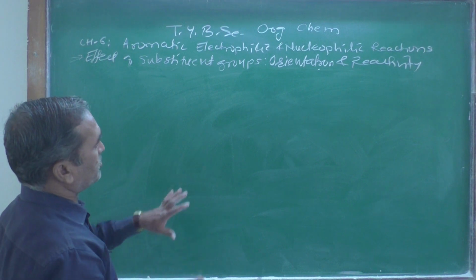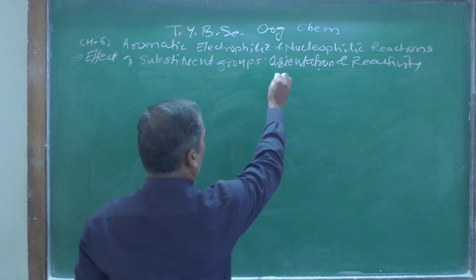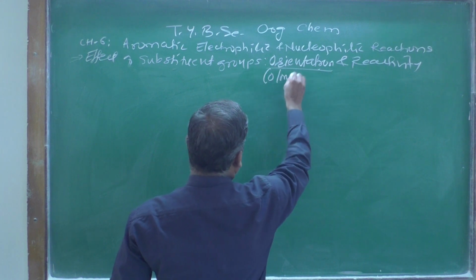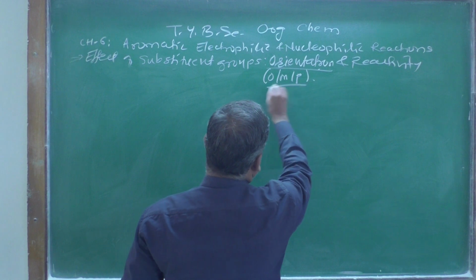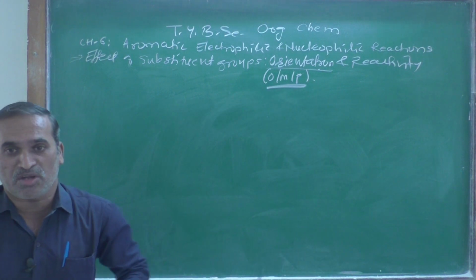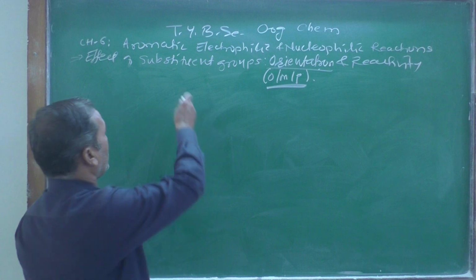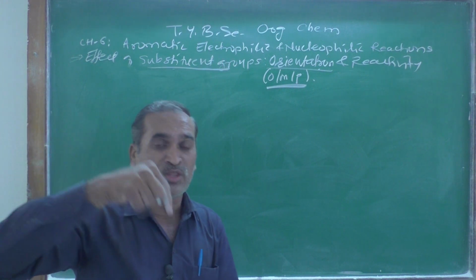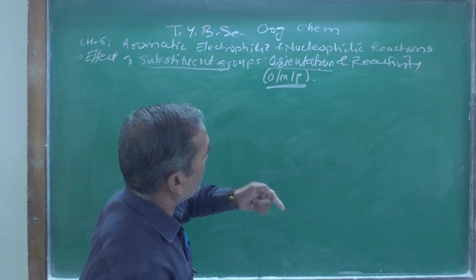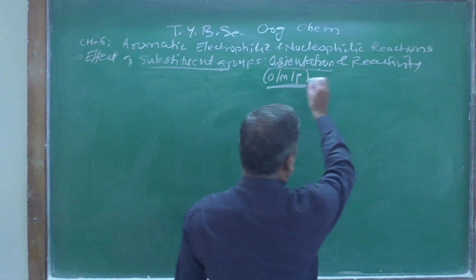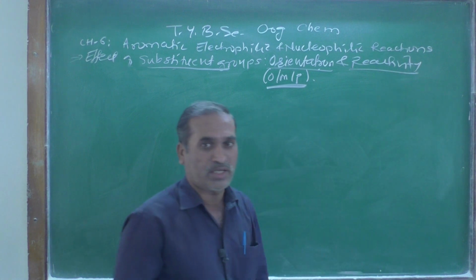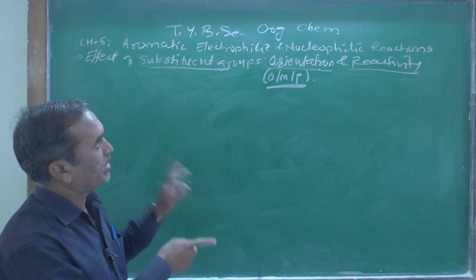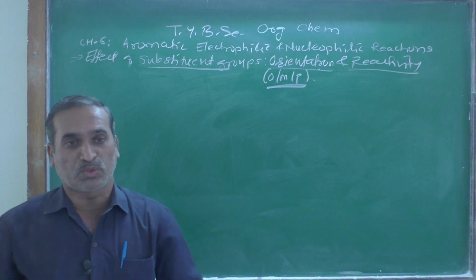Just now we have seen their orientation. We are getting ortho, meta, and para products, depending upon the nature of the substituent, what type of substituent is present on the benzene ring. According to that we are going to get the product. And when we talk about reactivity, again it depends upon what type of groups are present.